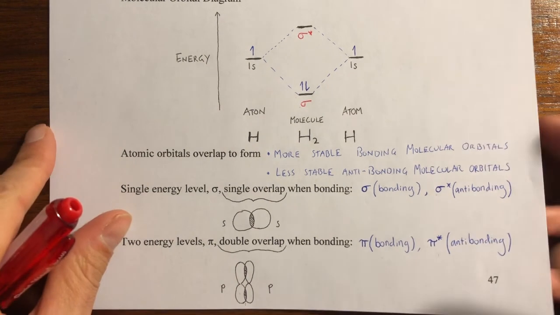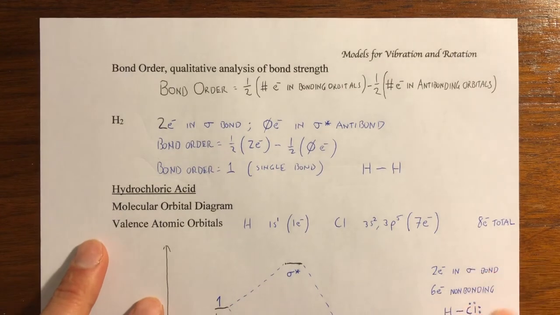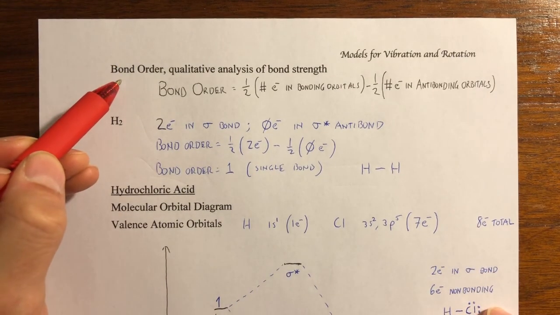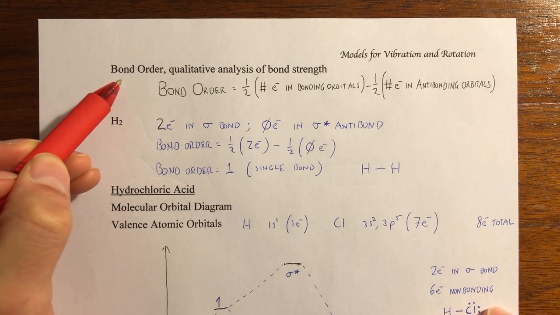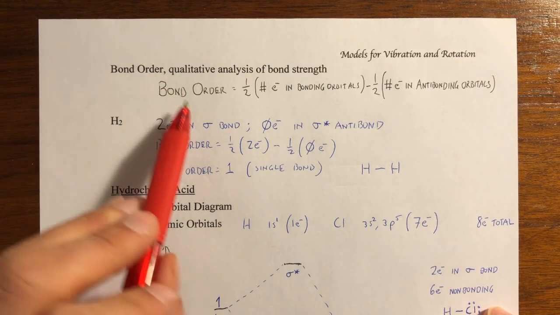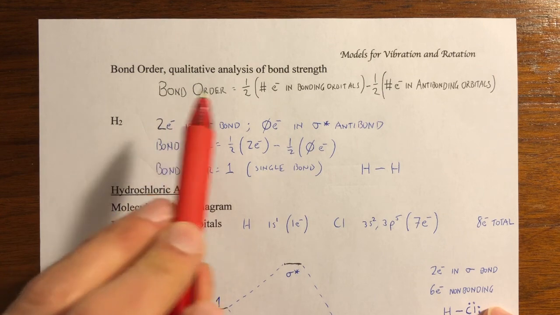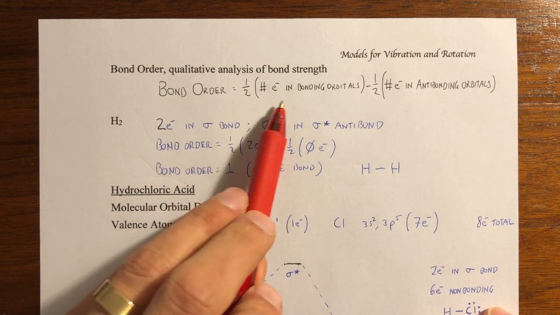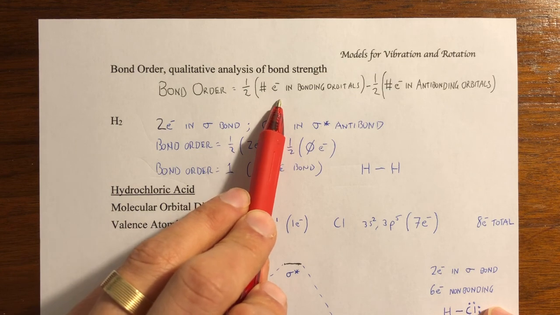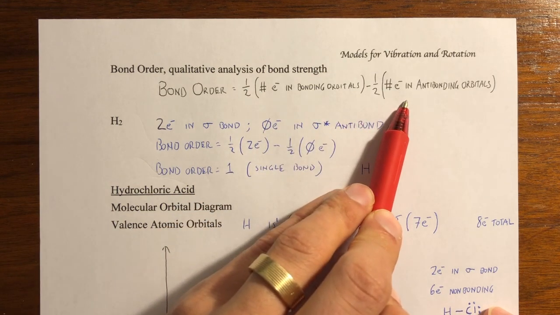So now let's take a look at what we can use these molecular orbital diagrams for. One thing that we can use them for is to determine the bond order of a molecule. And this is a qualitative analysis of bond strength. So the bond order, which can be derived from a molecular orbital diagram, is equal to 1/2 the number of electrons in bonding orbitals minus 1/2 the number of electrons in antibonding orbitals.